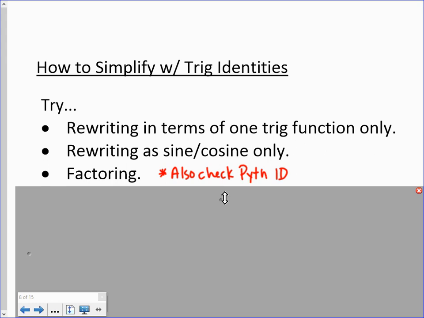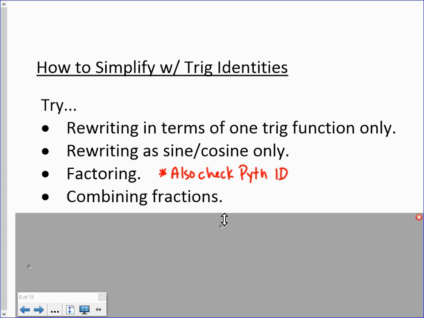I'm going to put a little reminder there. Don't forget that in addition to factoring, you also have Pythagorean identities that have squareds in them. So just because you have sine squared and some other terms doesn't mean that you have to factor it. It might also be better to just substitute with a Pythagorean identity.